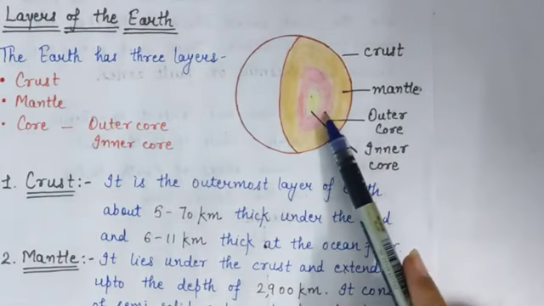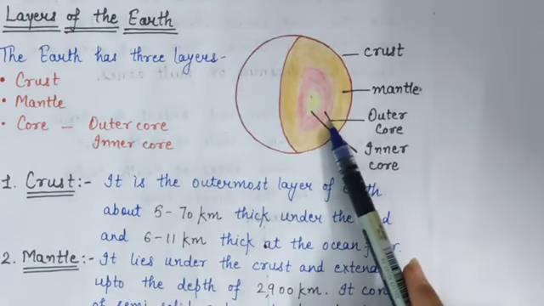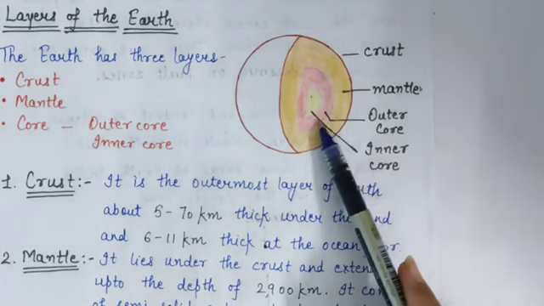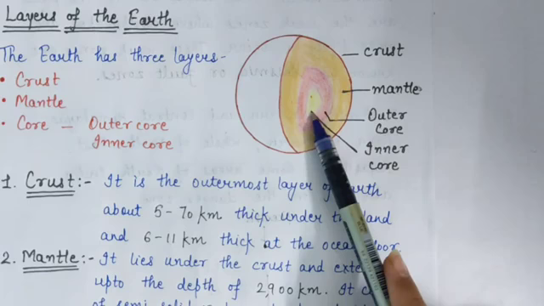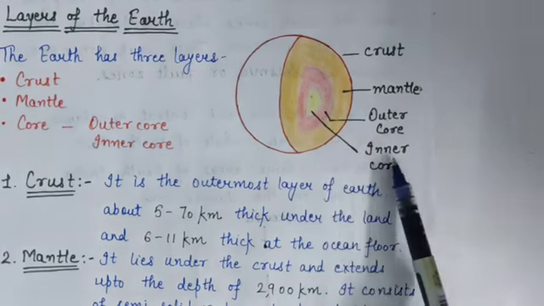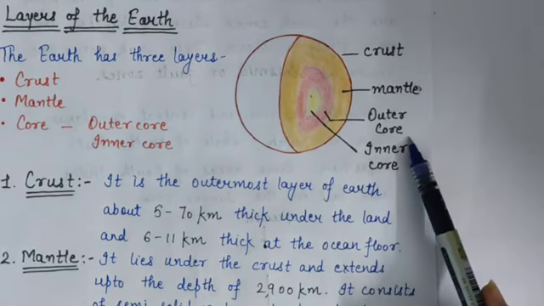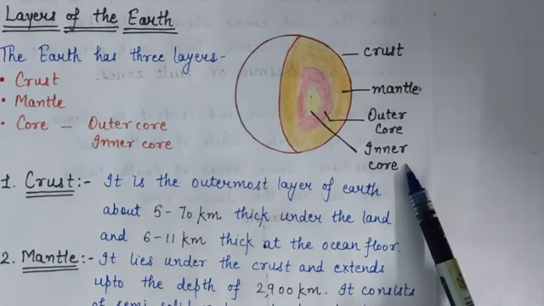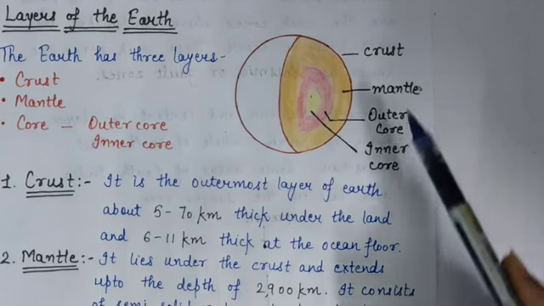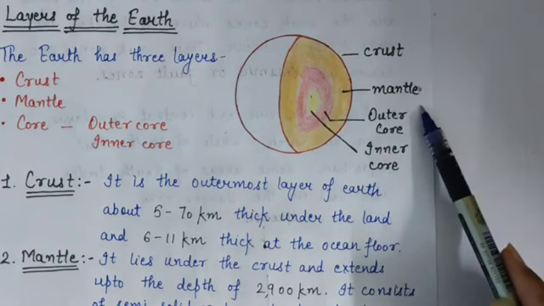See, this is an outer core, the layer below the mantle, and this inner layer is the inner core. The outer core mainly consists of iron and nickel and the inner core is mainly composed of iron. So these are the three layers of earth: crust, mantle and core.